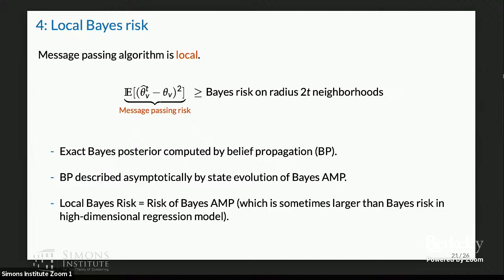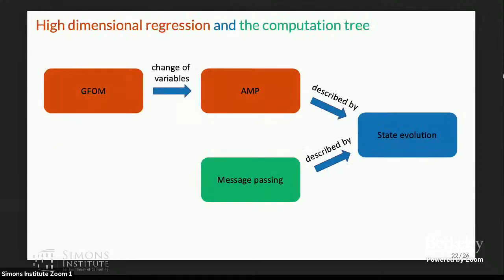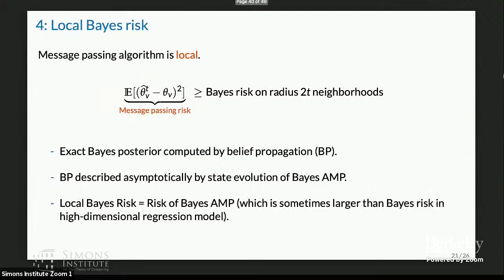And something that I already showed you in the plot for phase retrieval is that sometimes the risk of Bayes AMP is worse than the Bayes risk in regression models. So I've already shown you that there's a difference between the Bayes risk on the computation tree and on the high dimensional regression model. Okay, so that's the argument.